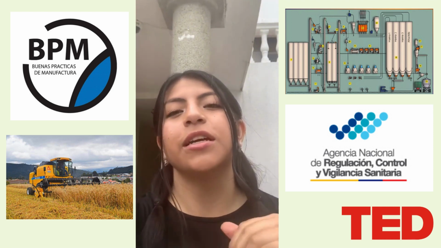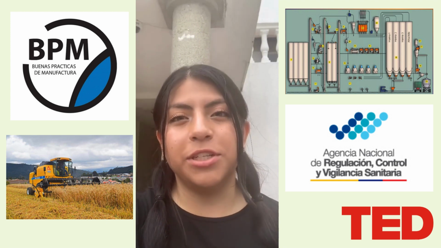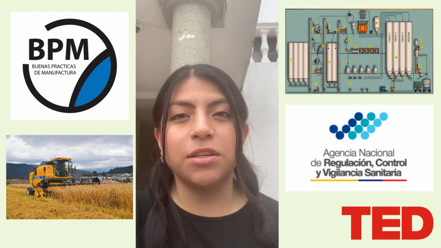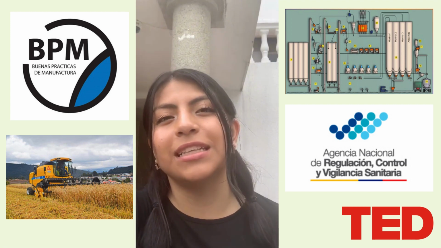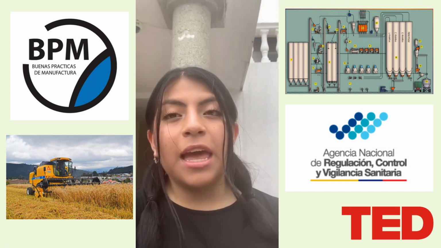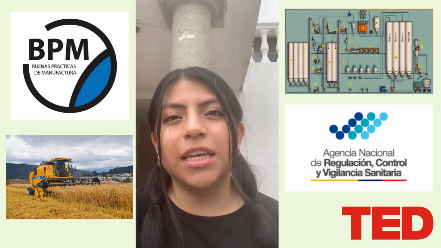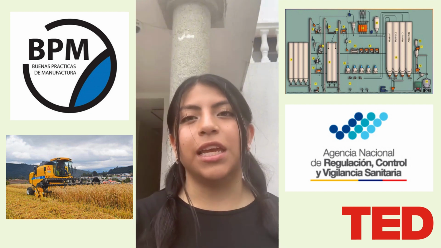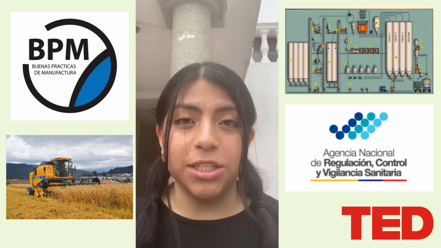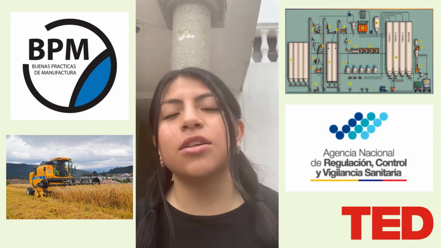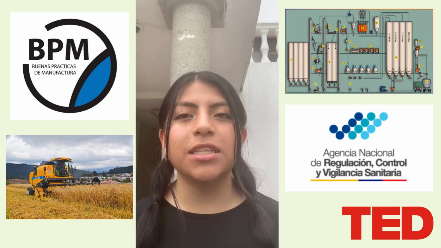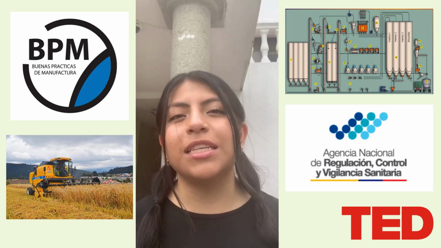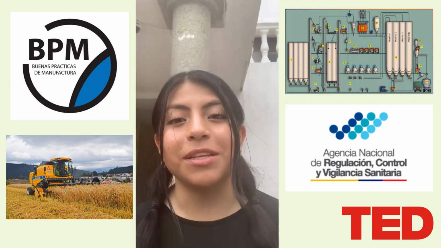First one, reception and storage. Wheat arrives at the processing plant in trucks or train wagons. Quality inspection is conducted to ensure compliance with established standards. And wheat is stored in silos for further processing. Second, cleaning and pre-cleaning. Wheat undergoes a cleaning process to remove impurities such as stones, dust, plant residues, etc. And pre-cleaning may include sieving and magnetic separation to eliminate unwanted materials.